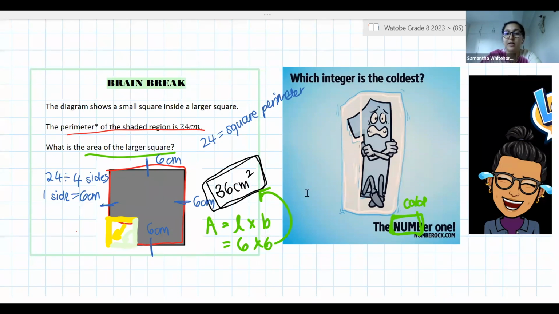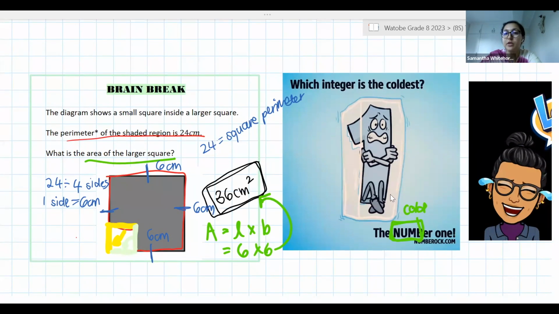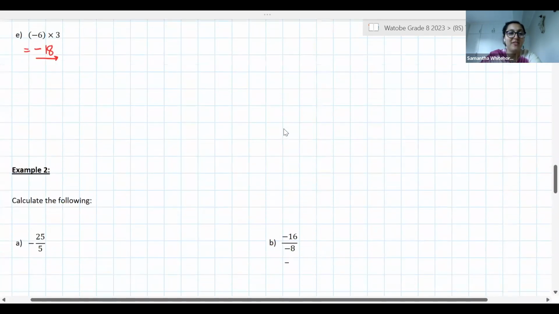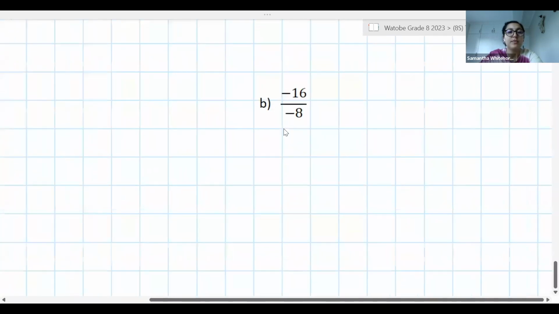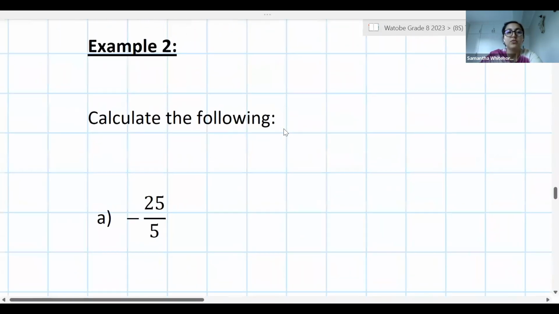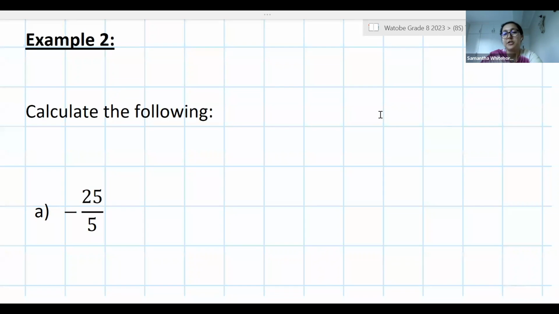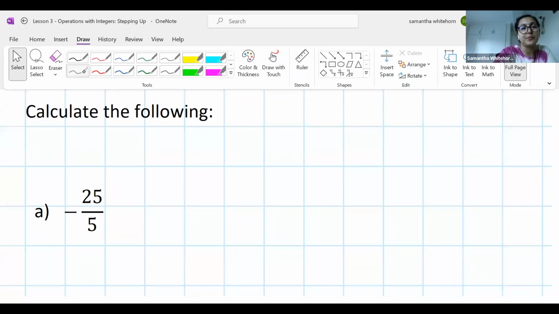Right, but let's carry on with our division. So remember I said to you that the exact same rules apply for multiplication as they do for division. So what I mean by that is that block that we wrote with plus times plus is a plus, negative times a negative is a negative, etc., etc. Those rules apply for division.